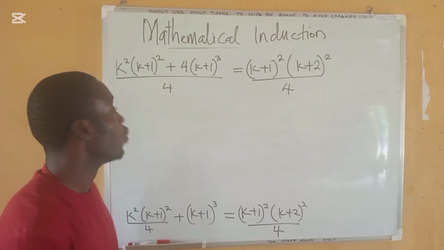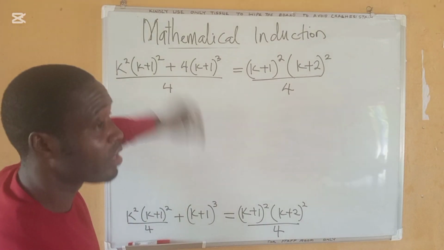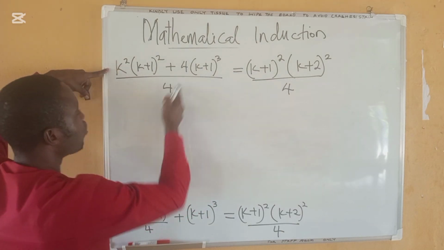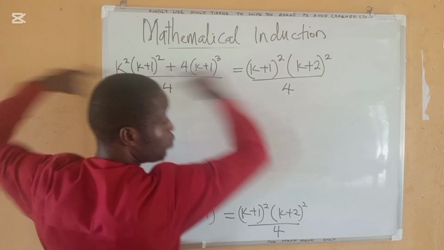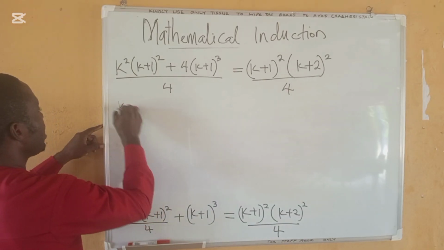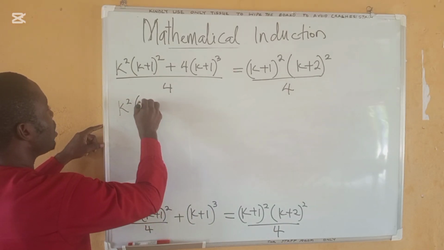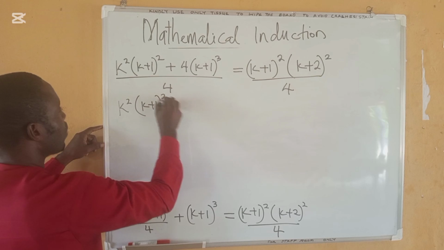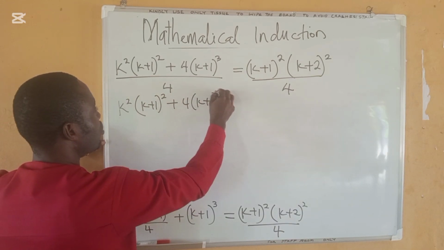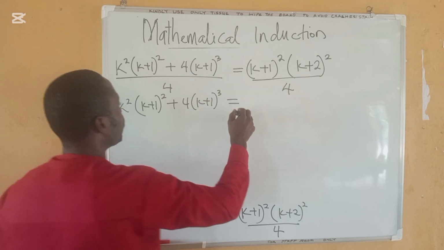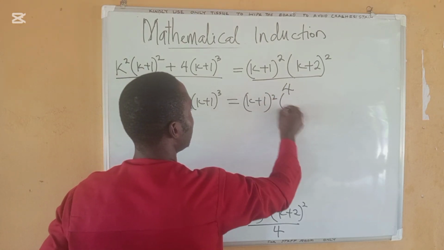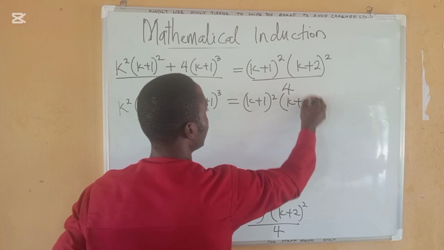Moving forward, we then multiply the numerator by 4. 4 will cancel 4, and 4 will cancel 4. So we have only the numerator, which is k squared into k plus 1, all of this squared, plus 4 into k plus 1 raised to the power of 3, is equal to k plus 1 squared into k plus 2 squared.